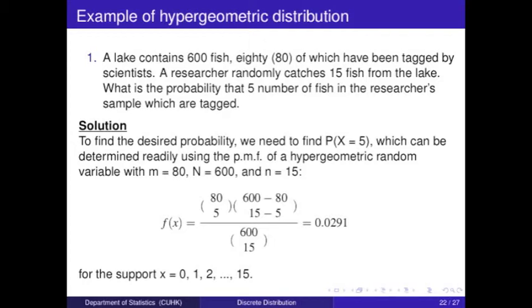It comes to the example. For the first one, suppose the lake contained 1,600 fish. 80 of them were tagged by scientists. They randomly catch 50 fish from the lake. What is the probability that 5 fish were tagged? To calculate the answer, we can just substitute the parameters into the probability mass function of x.